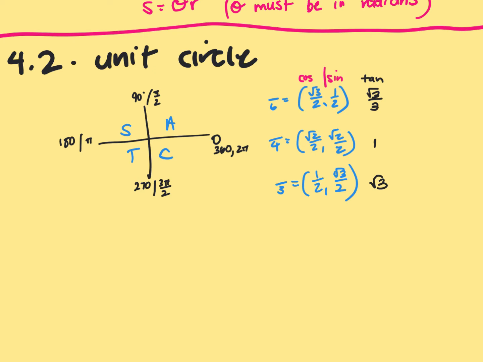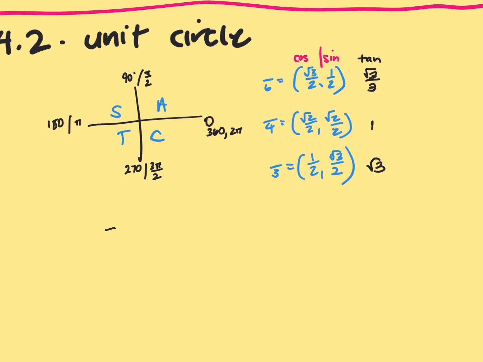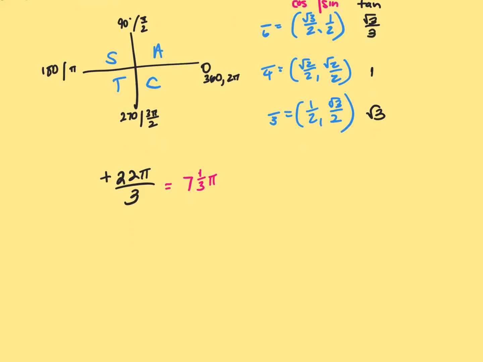So if I gave you something that was an improper fraction that's bigger than 2 pi or less than negative 2 pi, remember, if it's positive, we go counterclockwise, but if it's negative, we go clockwise. So if I said negative 22 pi over 3, actually, let's do positive first. 22 pi over 3, I'm going to convert that into a mixed number. What is 22 over 3 in mixed number form? 7 and 1/3 pi, or 7 and pi over 3.